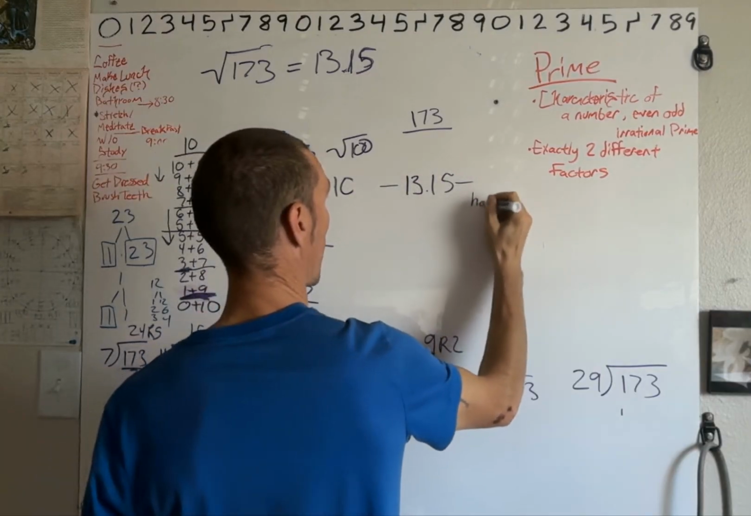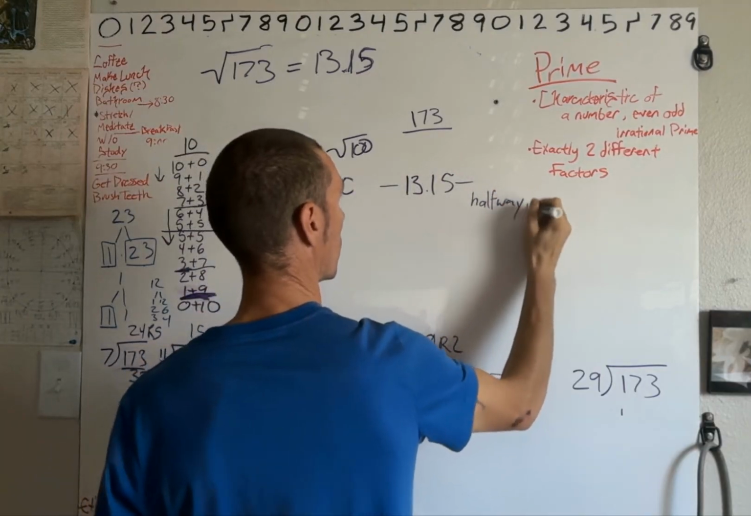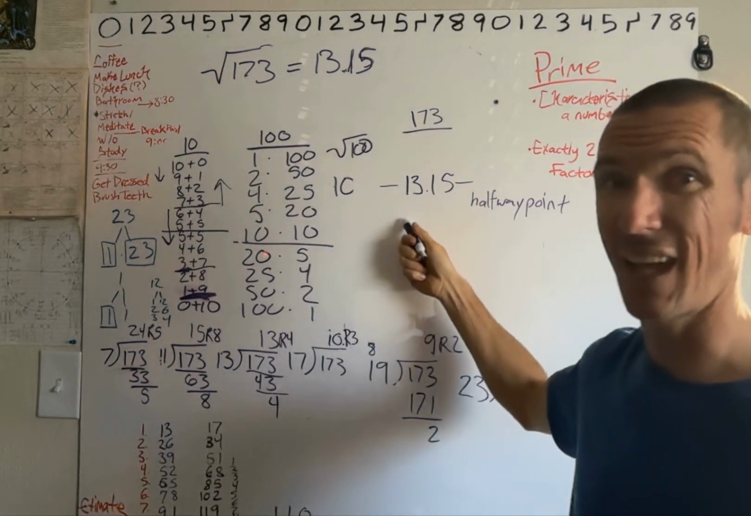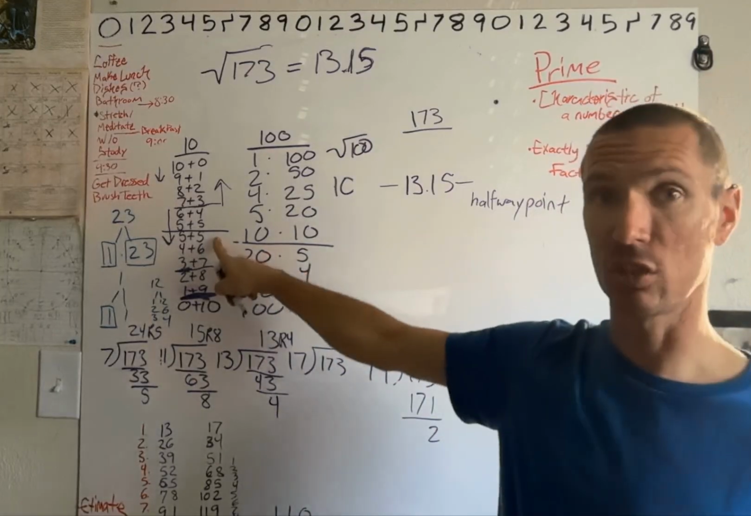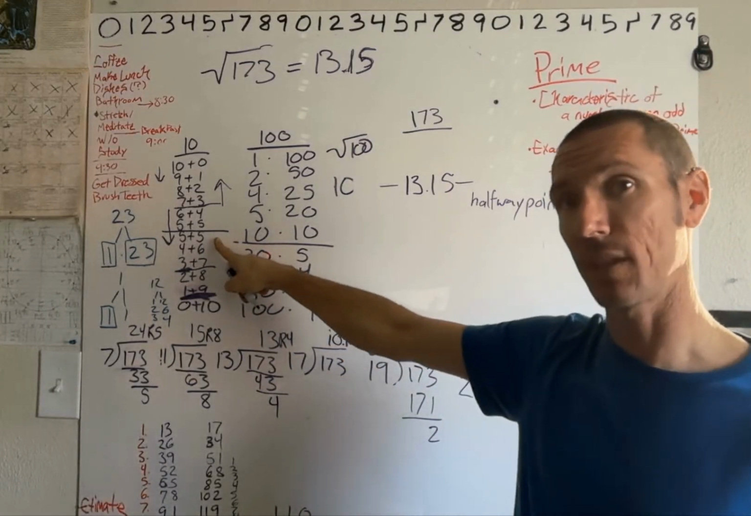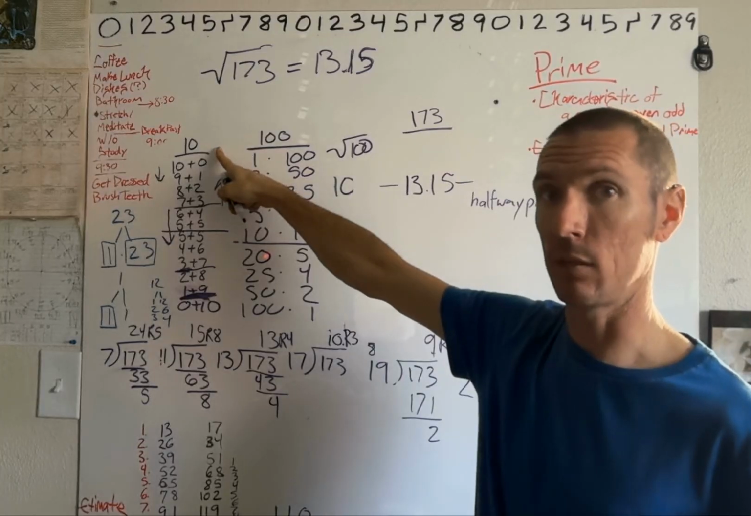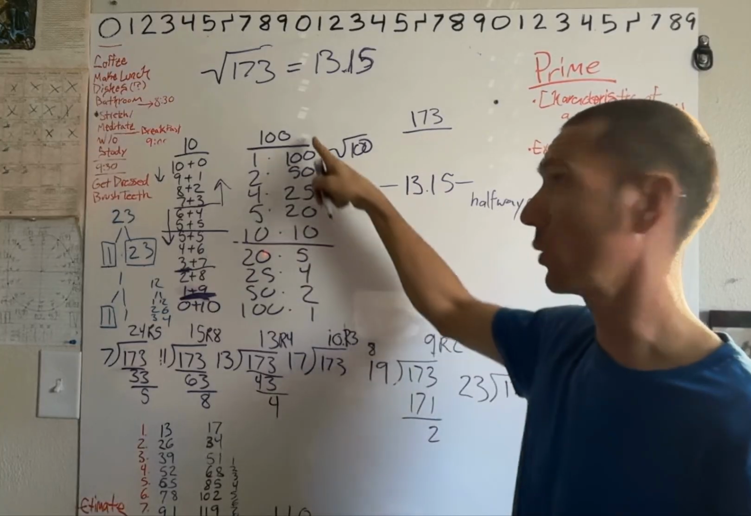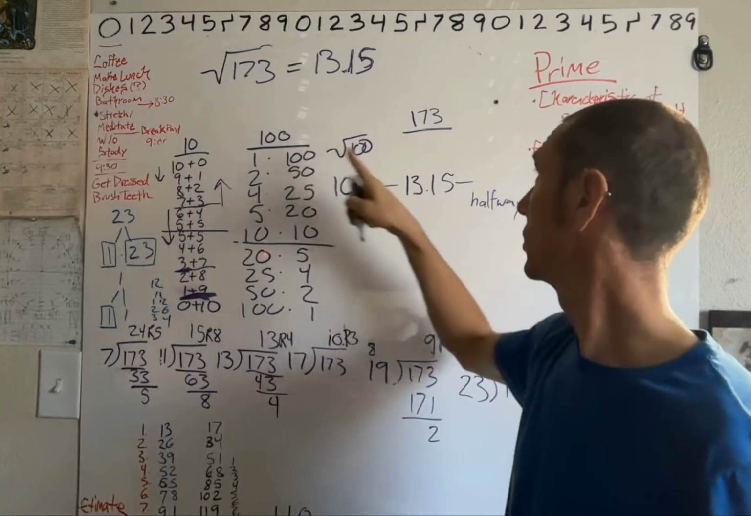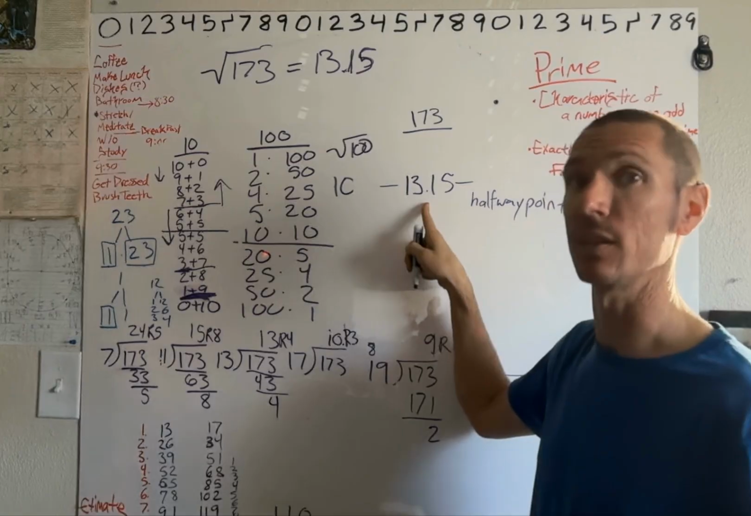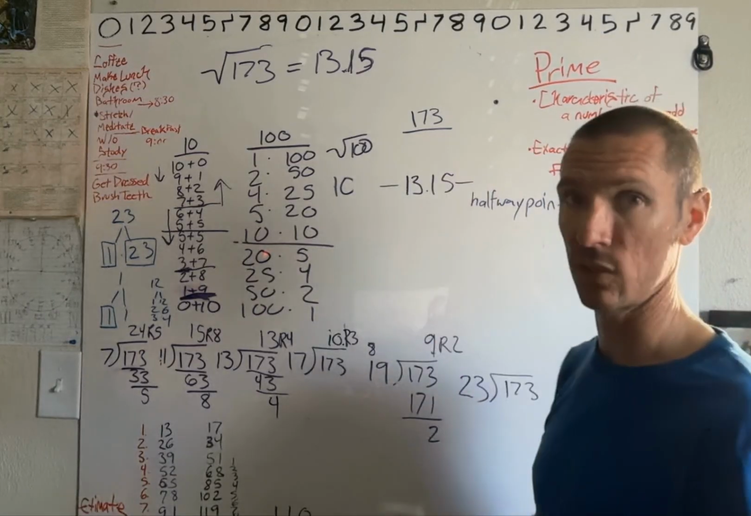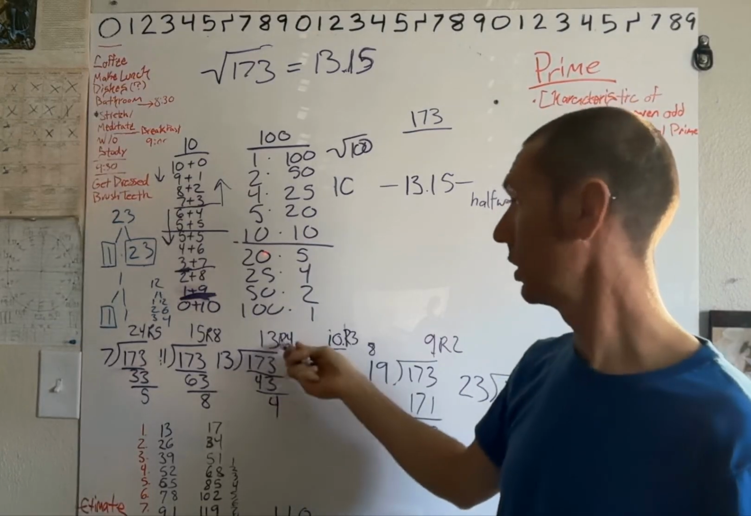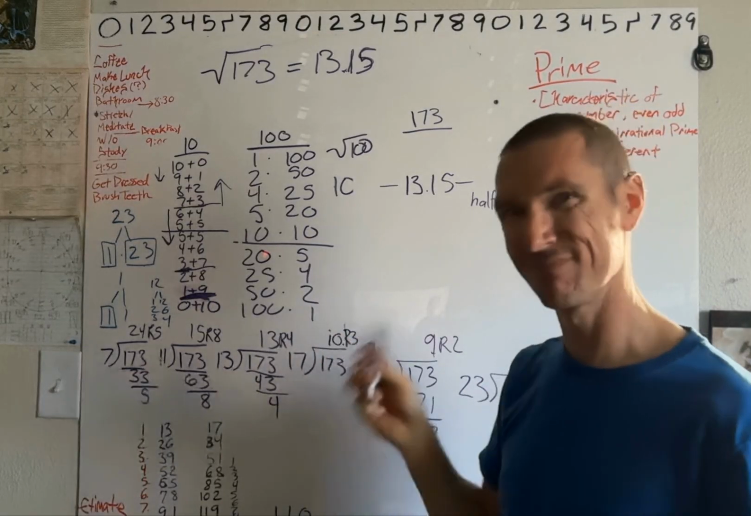this is the halfway point. 13.15 is the halfway point. Just like with addition, 5 plus 5 is the halfway point to 10. Just like multiplication, 10 times 10 is the halfway point of 100. So 13.15 is the halfway point of 173. So that's why when we divided 173 by 13, our answer was 13 remainder 4.